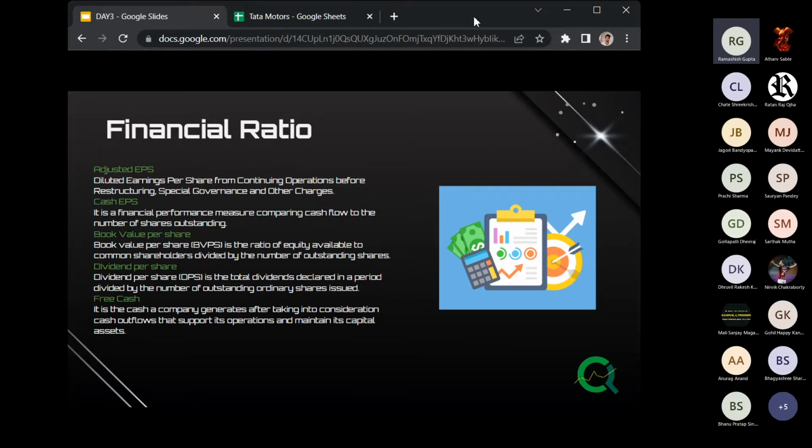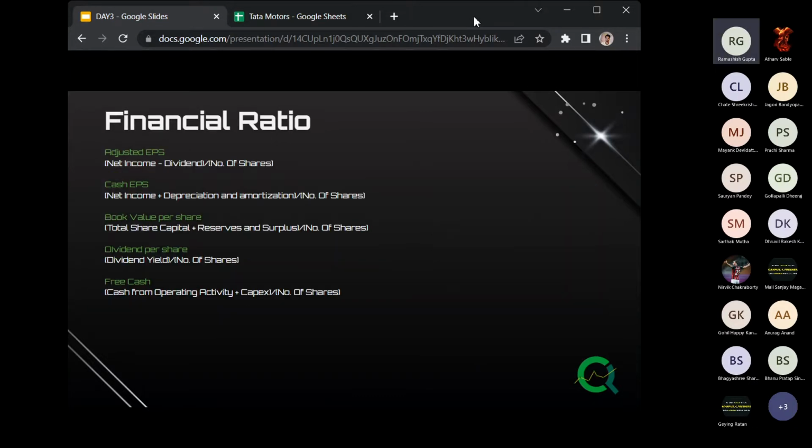Next is free cash. Free cash is basically how much cash a company is generating while it's maintaining its capital assets. It's not like selling any of its assets, just maintaining everything. And if that operation is going well, then how much cash it is generating. For your purpose, I have attached the formulas for this, and we'll go to the spreadsheet and see this.